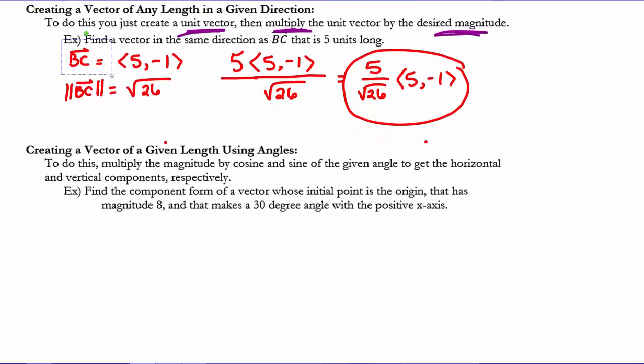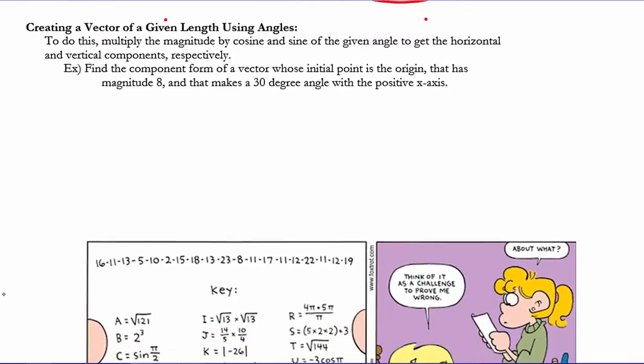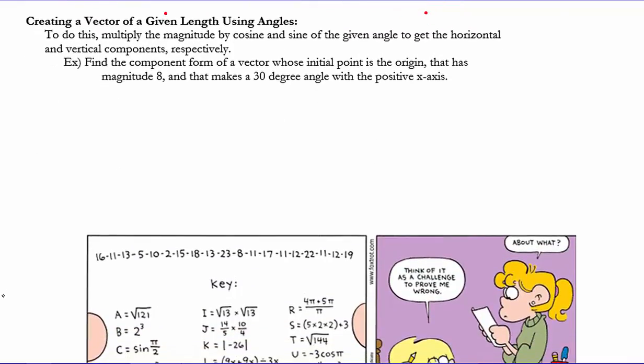All right. And end of this page, almost there. Let's create a vector of a given length using angles. So if I want to find the component form of a vector whose initial point is the origin and has a magnitude of 8 that makes a 30-degree angle with the positive x-axis, magnitude of 8, 30-degree angle right here, and I want to know those components, you really just do some trig.